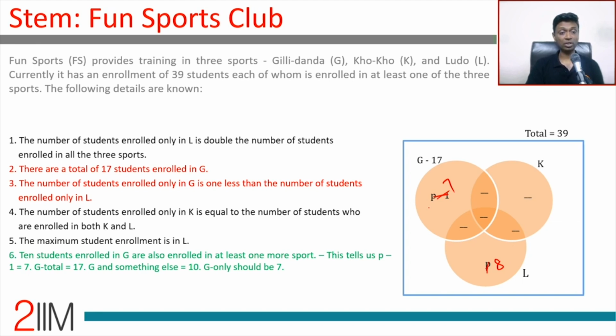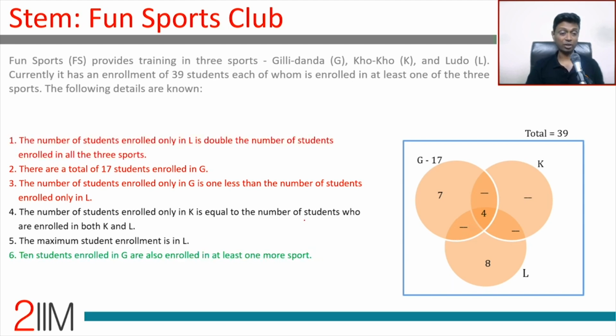The number of students enrolled only in L is double the number of students enrolled in all 3 sports. Only in L is 8. This is double of this. This should be 4. Sorry, these 3 add up to 10. So this plus this should add up to 6. That much we know. And now let us look at the other constraint. The maximum student enrollment is in L. Then let's see which one is the next one to open up.